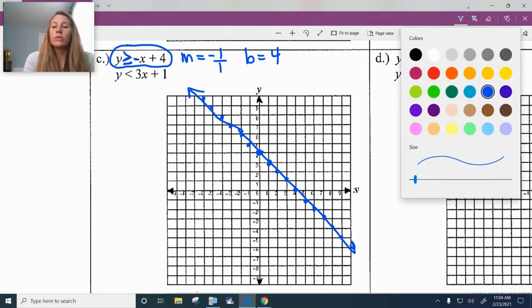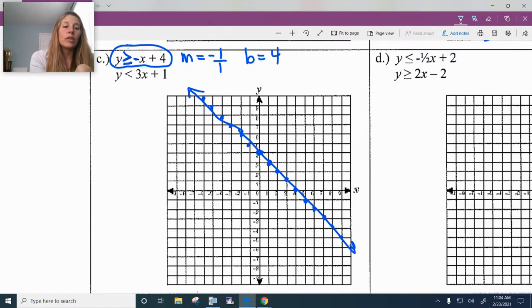And now we're going to shade it. When we go to do our shading, y is greater than or equal to, so the numbers greater on the y-axis are up here. So that's why I know I'm shading this side of the line.